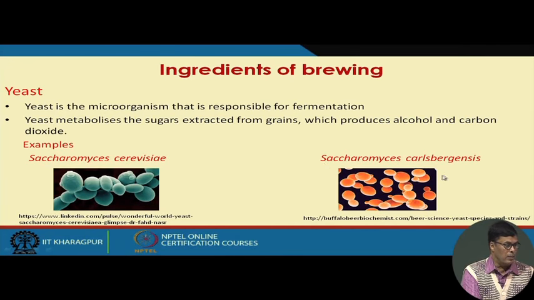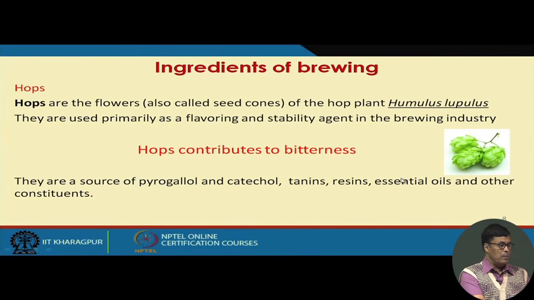And Saccharomyces carlsbergensis is also used. Saccharomyces cerevisiae is considered a top fermenting yeast, and Saccharomyces carlsbergensis is used as the bottom fermenting yeast. I told you that two types of beer are largely in the market: one is called ale beer and the other is lager beer. For ale beer, we use Saccharomyces cerevisiae, and for lager beer we use Saccharomyces carlsbergensis.